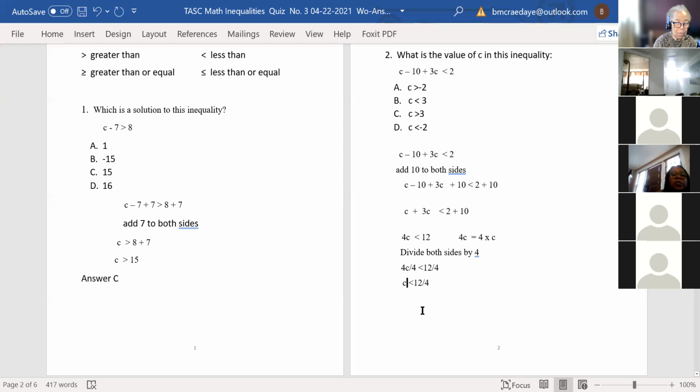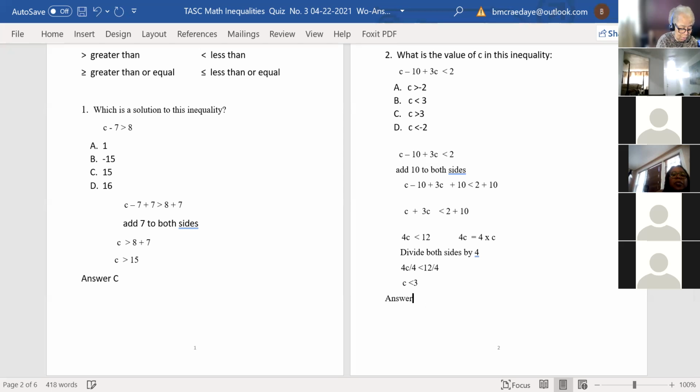On the right side, I have 12 divided by 4. Which is 3. Yeah, 12 divided by 4 is 3. So we put our 3 here. And there's our answer. And it's A, B, C, or D. Which one? The answer is B. That's right.